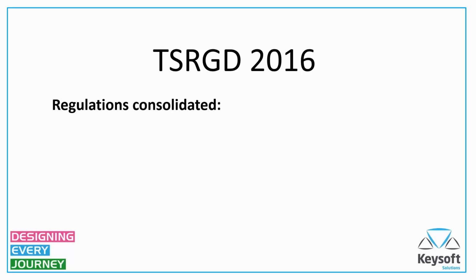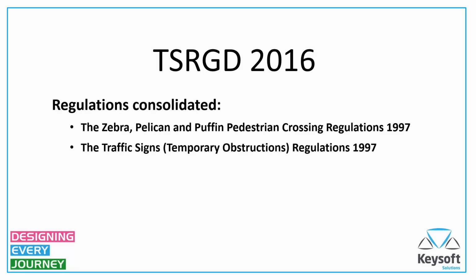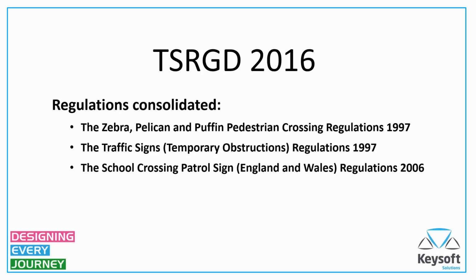Okay, so there were lots of regulations consolidated into TSRGD 16. I won't read them out for you there, but it did mean that you had to go to lots of different documents, had to have them on the shelf, or maybe they were around the office and may have got lost a little bit. So great to have these in one place. You see the school crossing patrol sign there is one of them. Of course, the amendment regulations all came in there, now all in one place.